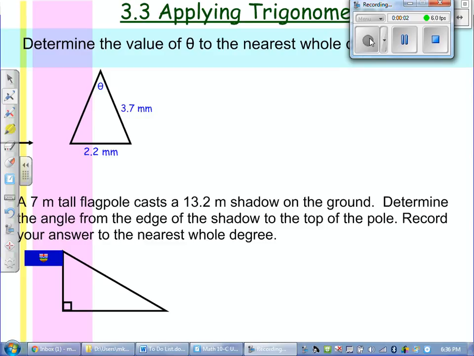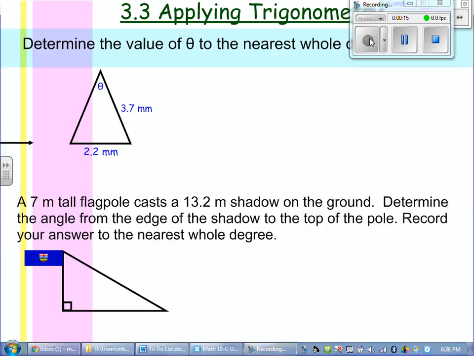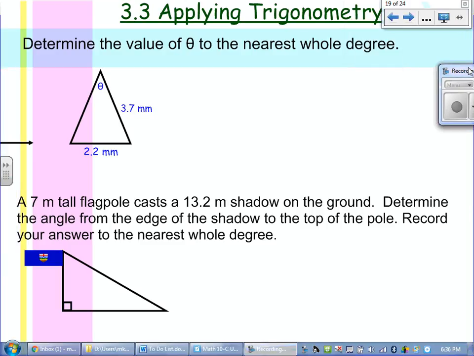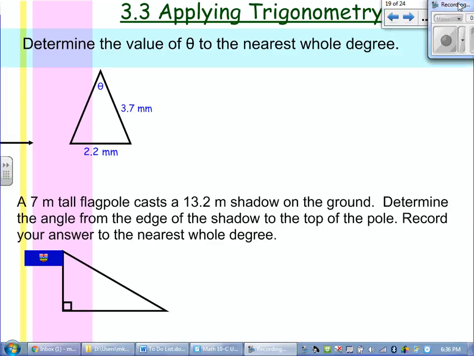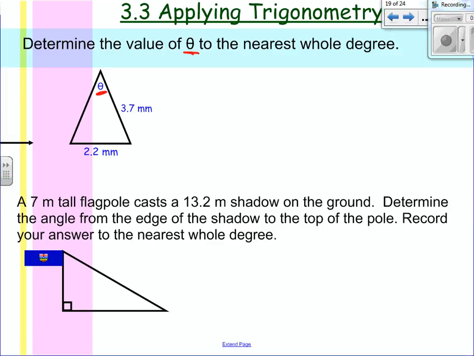Alright, so this is 3.3 for trigonometry, Math 10C. We're not going to learn too much new today. We're just going to look at different types of word problems and different ways of challenging them. So this very first word problem you see, they ask you to find the value of theta to the nearest whole degree. They've labeled theta here for you.